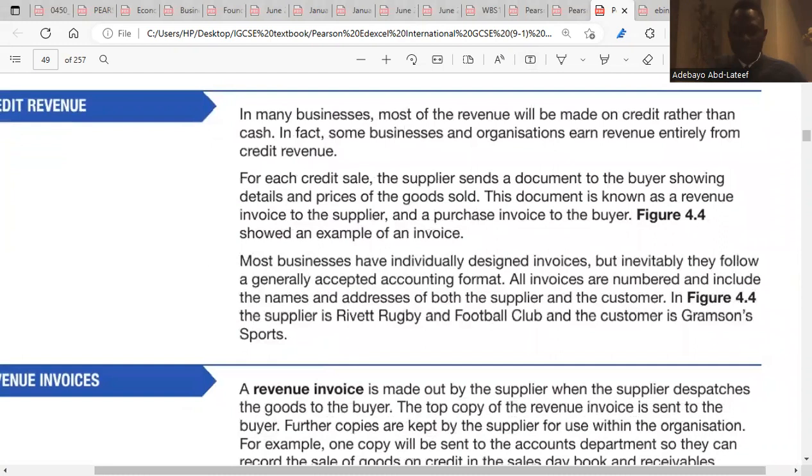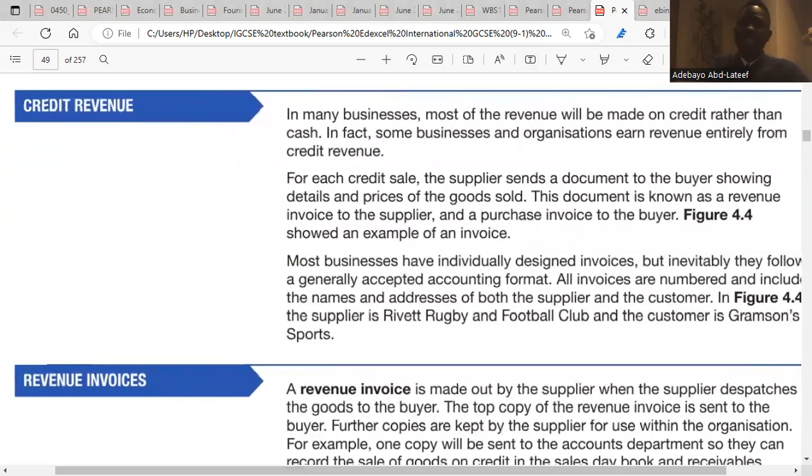Credit revenue means that the buyer bought from you as a business without making payment. You sold to the buyer without payment, so the buyer is going to pay at a later date. That's a credit revenue. The money is still going to come to the business, but not presently. That's the difference between credit revenue and cash revenue. Cash revenue is an immediate payment. Credit revenue is a future payment.